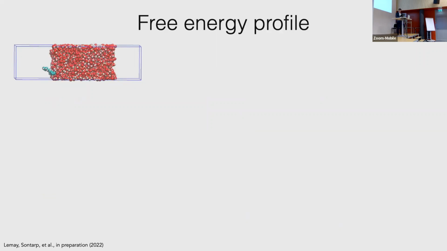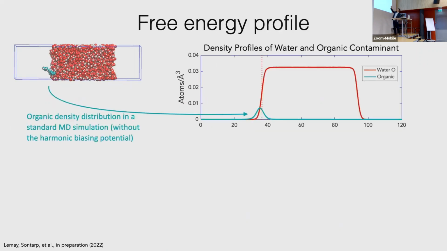Again, to show you a little bit what this looks like, if we run an unbiased MD simulation without this umbrella sampling technique and just let the compounds do whatever they want, we can run it for a long time, determine a density distribution of water in red over here, which is showing us where there's the bulk water phase and where there's the vapor phase and where the interface is.